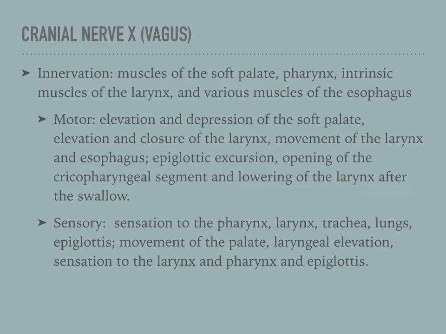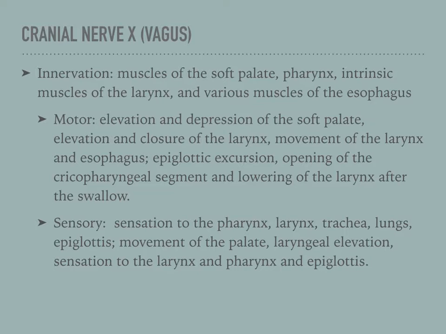Cranial nerve number 10, the vagus nerve, innervates muscles of the soft palate, pharynx, intrinsic muscles of the larynx, and various muscles of the esophagus. For motor, it is the elevation and depression of the soft palate, elevation and closure of the larynx, movement of the larynx and esophagus, epiglottic excursion, the opening of the cricopharyngeal segment, and lowering of the larynx after the swallow.